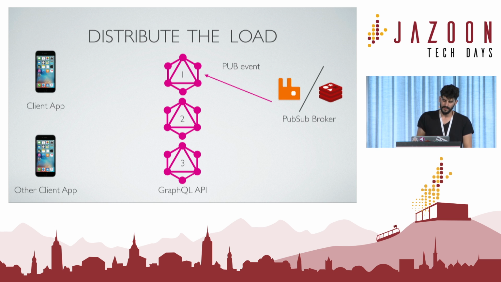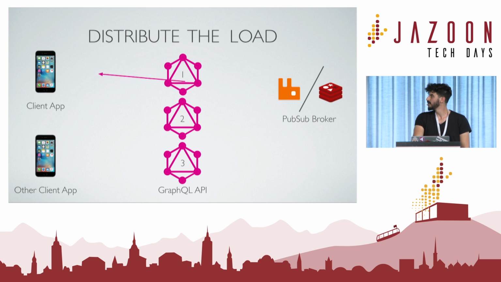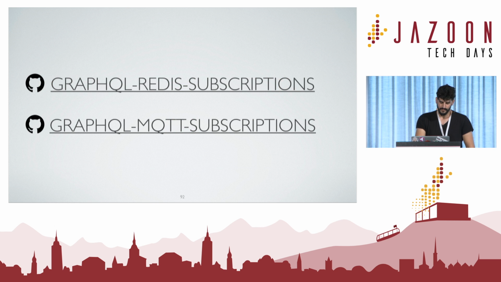Our Redis server will then publish the event to server number 1, which has previously subscribed to the same topic. That server will now execute the subscription query the same way as before, and then it will be pushed to our client in the same manner. This is quite a common way of scaling, and I've written two PubSub adapter packages using Redis and MQTT protocol. So you can go over and use them right now and just roll your GraphQL application to production.